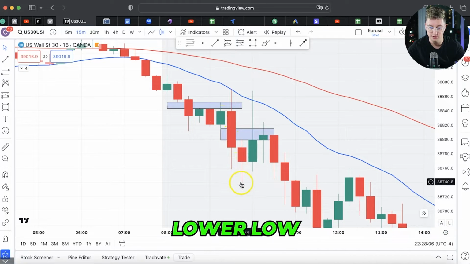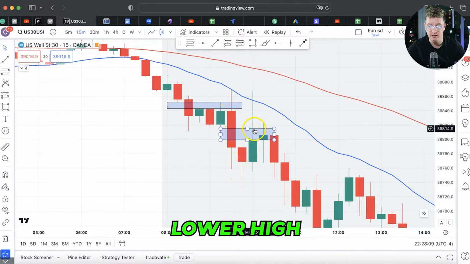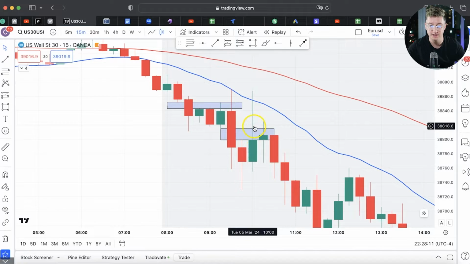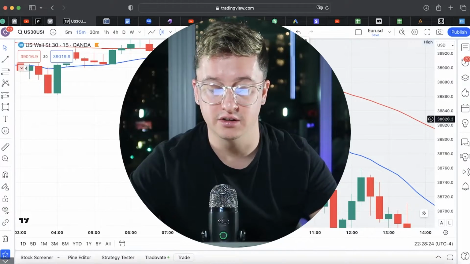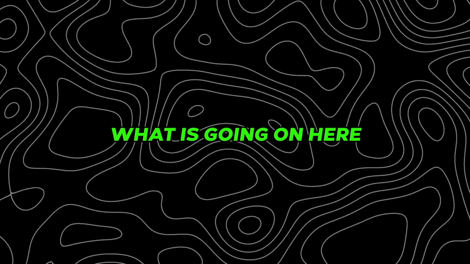Price comes down to form a lower low. We have a lower high. Within that lower high, we have our fair value gap. We could be a seller in here once it hits the bottom part, the halfway point, or the top part. And then it comes and it hits that 20 EMA. Now I want you guys to understand the logic behind what is going on here.